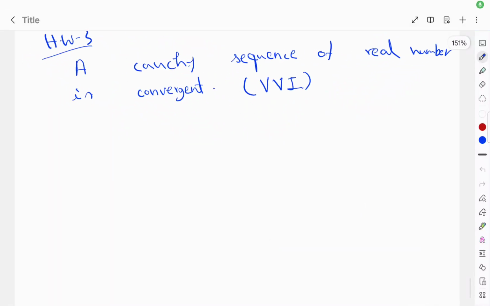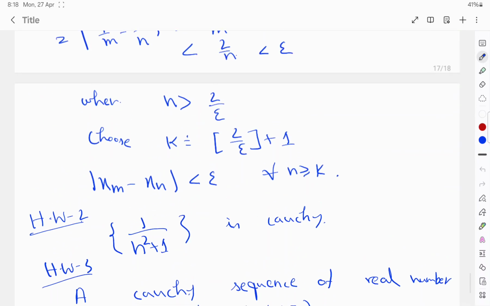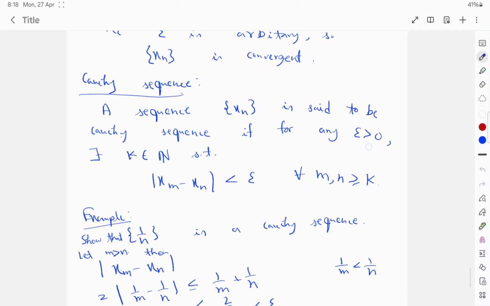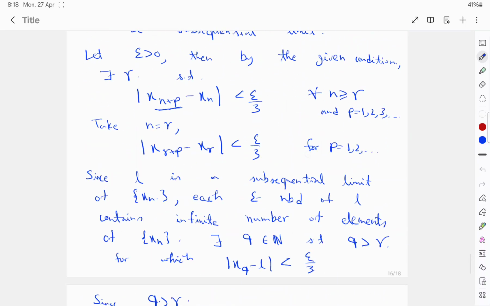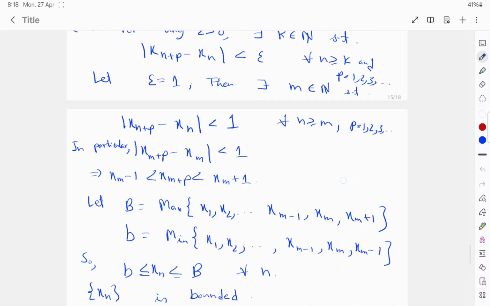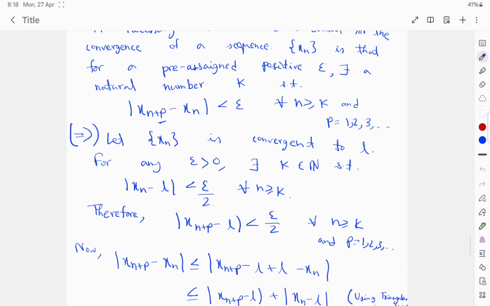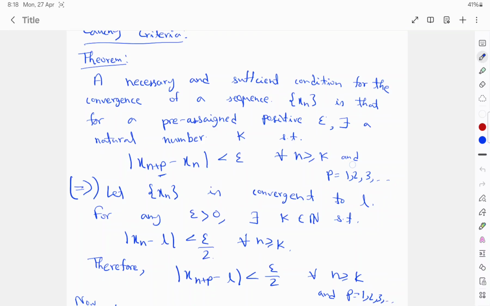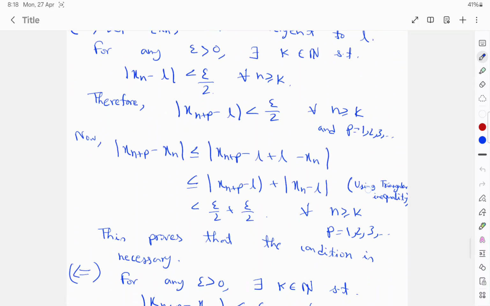Hello everyone. In our last class we discussed the Cauchy sequence. So basically, first we discussed the Cauchy criteria, and we said that this Cauchy criteria is a necessary and sufficient, that is, if and only if condition: if your sequence is convergent then it satisfies the Cauchy criteria. So this proof we have done already.